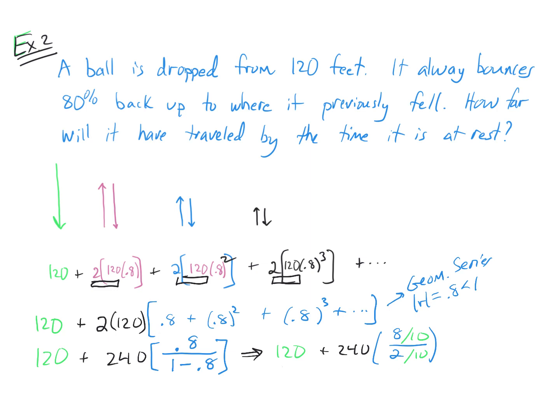So we have 120 plus 240 times 4. Or 1,080 feet, if I did that mental math correct. All right, that's how you might do a bouncing ball problem. I expect 100% of you to get this problem correct if you ever face it on an exam.